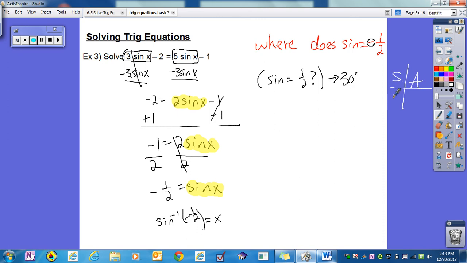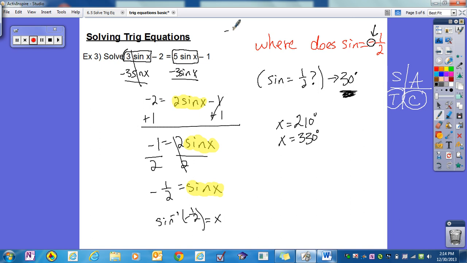Remember, A Smart Trig Class. Sine is positive in the first quadrant, sine is positive in the second quadrant, but sine is negative in the third quadrant, and sine is negative in the fourth quadrant. So that means with 30 degrees as my reference angle, what was that a reference angle for in the third and fourth quadrant? Well, in the third quadrant, 30 degrees was a reference angle for 210. And in the fourth quadrant, 30 degrees was a reference angle for 330 degrees. So that meant that sine would be negative 1/2 at 210 and at 330.